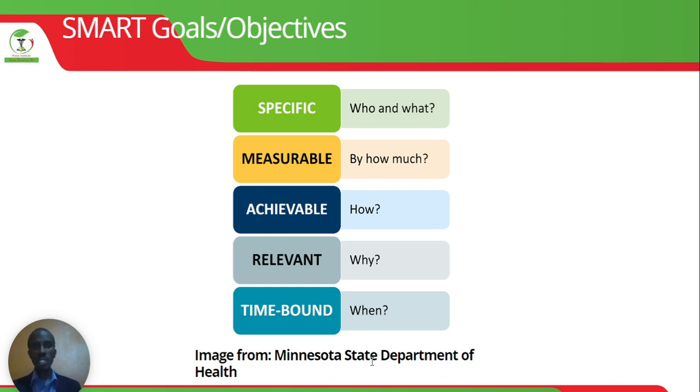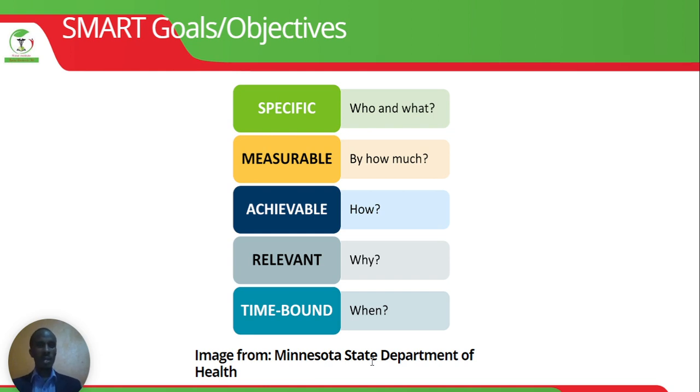Then how is it achievable? Yes, of course it is achievable. Within 2 months we can increase that physical activity. Is it relevant? Yes, to prevent those chronic diseases. Is it time bound? Yes, the 2 months is the time frame that we have set for ourselves. So that is a smart goal.